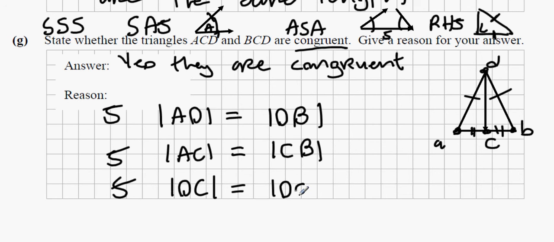Now remember, the ones on this side are sides belonging to the triangle ACD, and on the right hand side are sides belonging to the triangle BCD. Okay, and that's your reason why they're congruent.